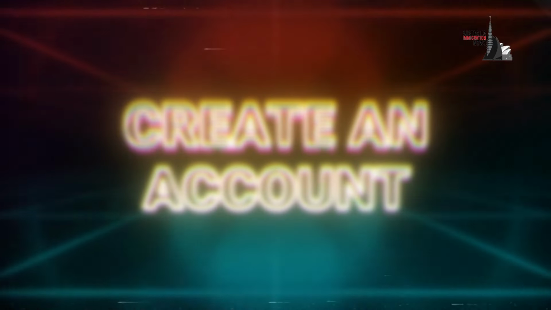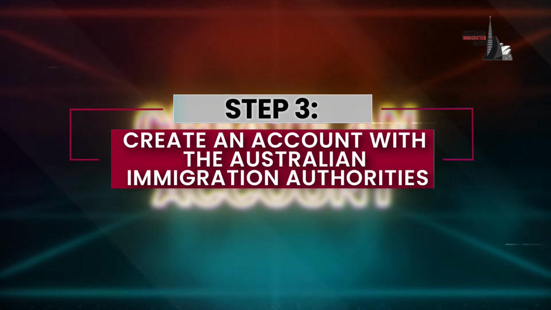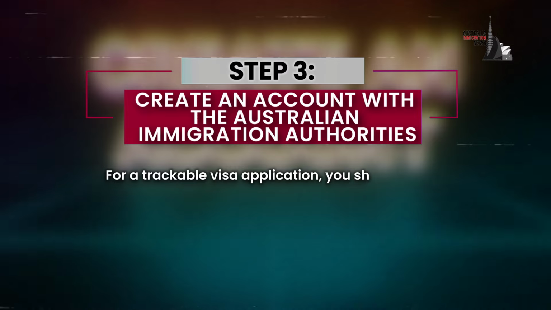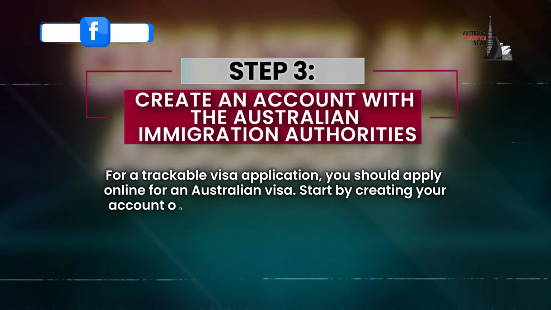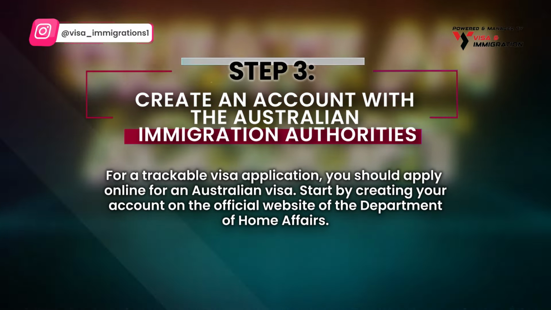Next is Step 3. Create an account with the Australian immigration authorities. For a trackable visa application, you should apply online for an Australian visa. Start by creating your account on the official website of the Department of Home Affairs.